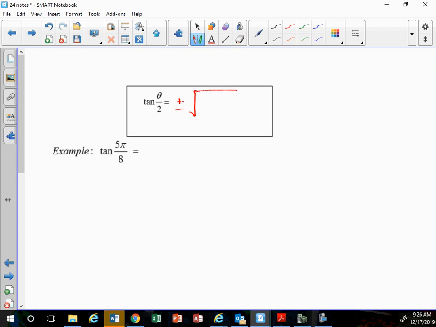All right, so tangent theta over 2, plus or minus again. And then it's actually a combination of sine over cosine, which simplifies to 1 minus cosine of theta over 1 plus cosine theta.